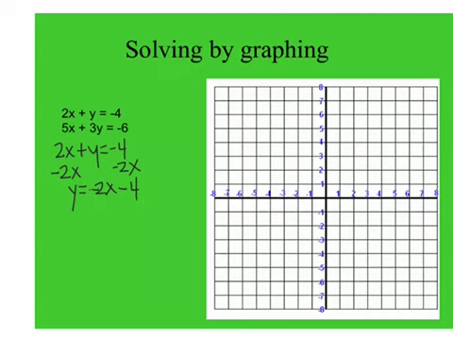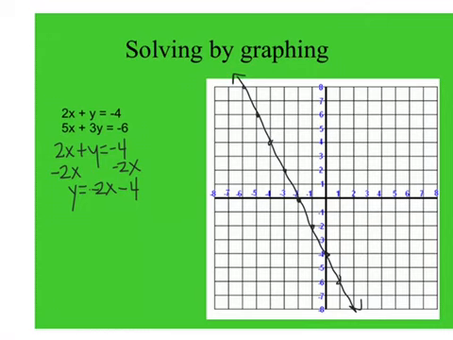So I'm going to start at negative 4, and I'm going to go down 2 over 1. And I have to go the opposite direction as well to make sure that I don't miss the point where they could cross. So there's my first line.